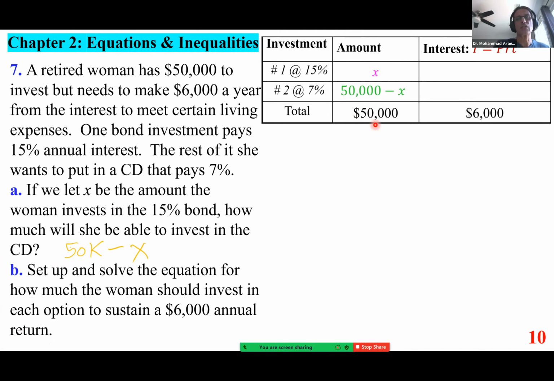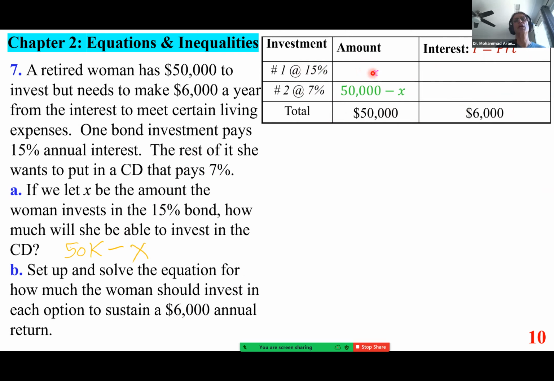By the way, one may ask why not put all of them at 15%. There may be different restrictions or tax restrictions. The simple interest is PRT, the principal times the rate times the time. The time in an annual case, or 1 year, is just 1. So it's the product of these two and these two. And again, remember, T is 1. And we want to get $6,000. According to part B, we need 6,000.